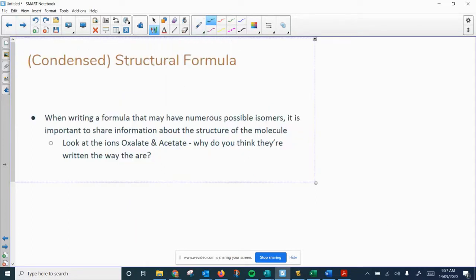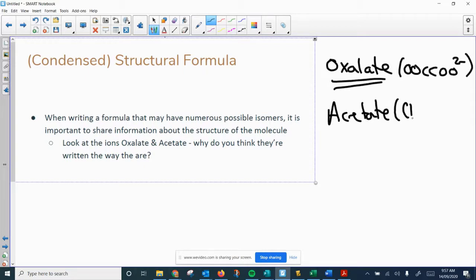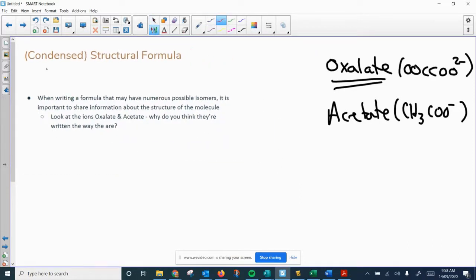When we look at oxalate and acetate, they both have strange formulas. Why don't we group all the oxygens together or all the carbons together? Very strange. These are condensed structural formulas. Let's draw out acetate. The OOCCOO tells us that these oxygens are independent of one another, and each are connected to the carbon.